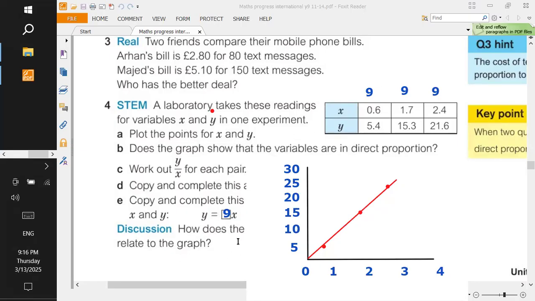I can't see the rest of the question, but it's okay. You understand the idea of direct proportion, how to find the graph and how to plot the points, and at the same time how to find out if it's direct proportion or not. Now, let's move on to the next question.